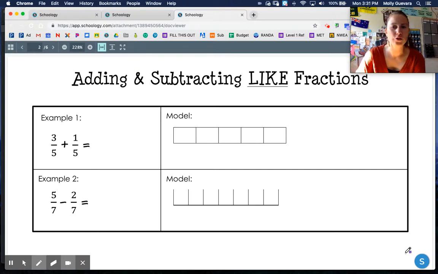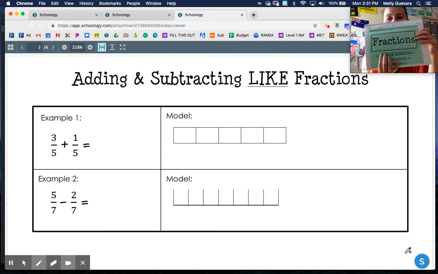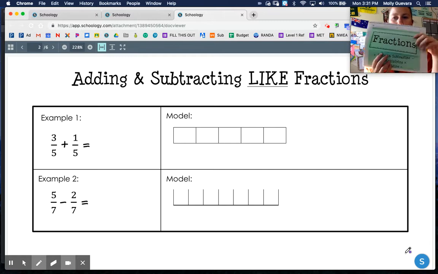We are going to be filling out our fractions foldable today, excuse me. It is this one that we got in class. If you did not get this, then just make sure that you get this from me at some point so you can fill it out so that you have this available for your notes, okay?